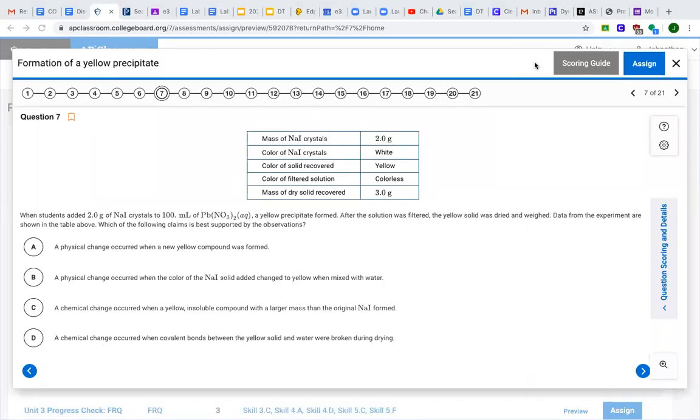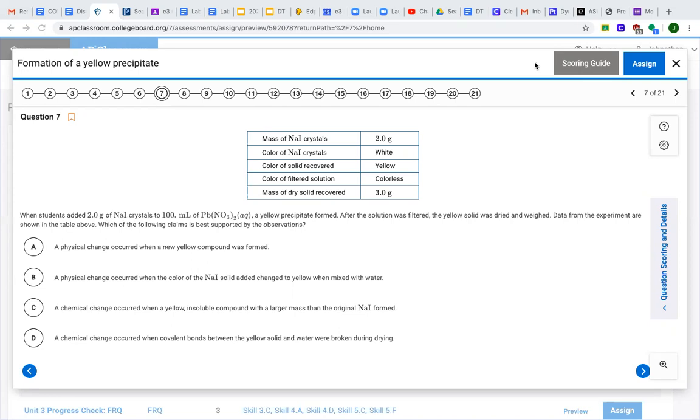Okay, so what do we think? I'm gonna come right back to April again. April, what do you think here? I was thinking B. It's a physical change when the color of the sodium iodide solid added changes to yellow. Okay, and then let's go with Idali. Idali, what do you think? I don't think it was a physical change, so I was thinking it was a chemical change, and because of the yellow compound that was added, I just thought that it would be C. Okay, what's wrong with D? How did you rule out D? I just didn't think that the covalent bonds would break when drying.